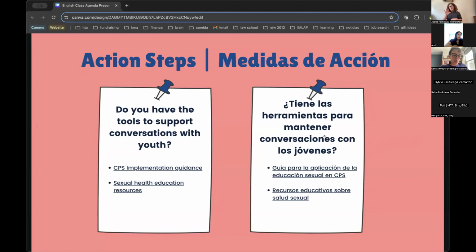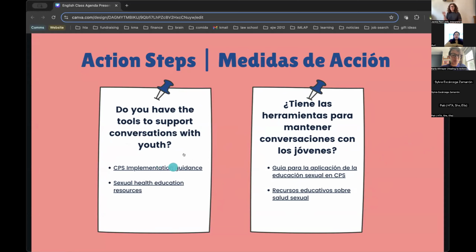But the other question to think about is, you might be able to say, okay, I will read about this, but what are the other parents doing in your school? What are the other community members doing? So ask your principal, what are the tools provided to the community to support conversations with youth?